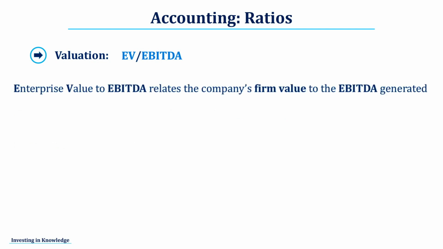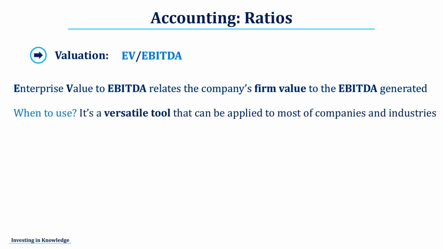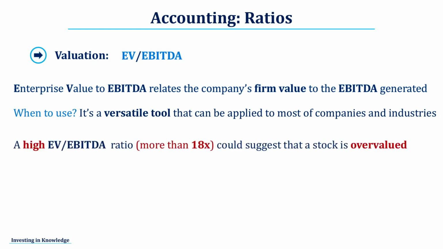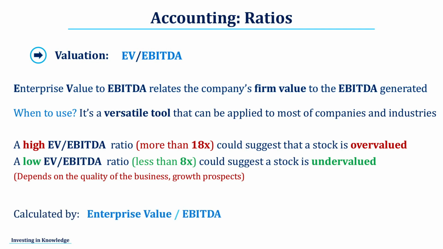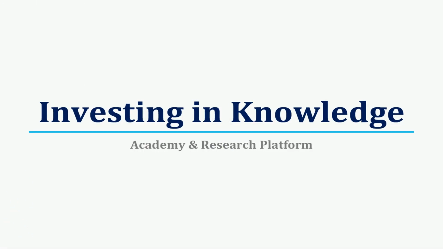Enterprise value to EBITDA relates the company's firm value to the EBITDA generated. It's a versatile tool that can be applied to most companies and industries. A high EV to EBITDA ratio, more than 18 times, could suggest that a stock is overvalued. Less than 8 times could be undervalued. Like before, it depends on the quality of the business and growth prospects. It's calculated by dividing the enterprise value by the EBITDA.